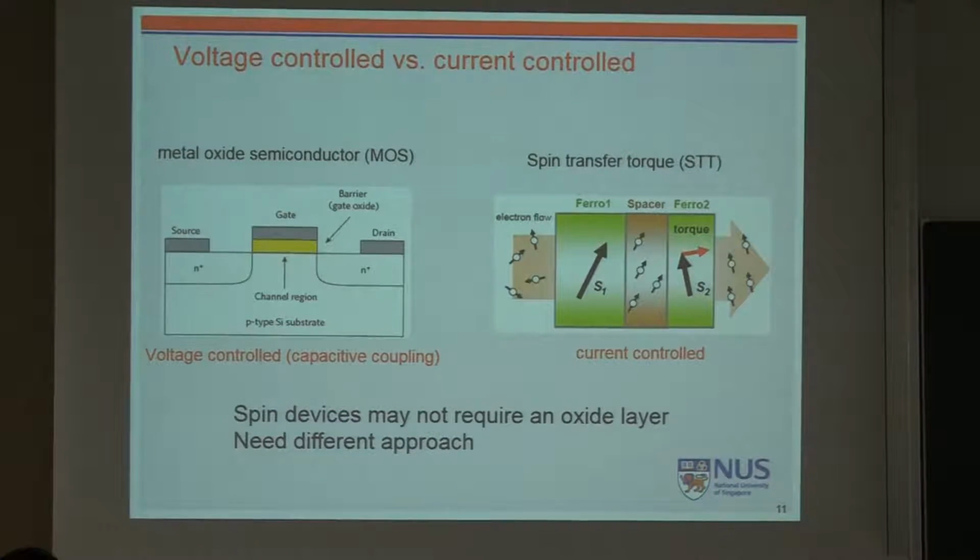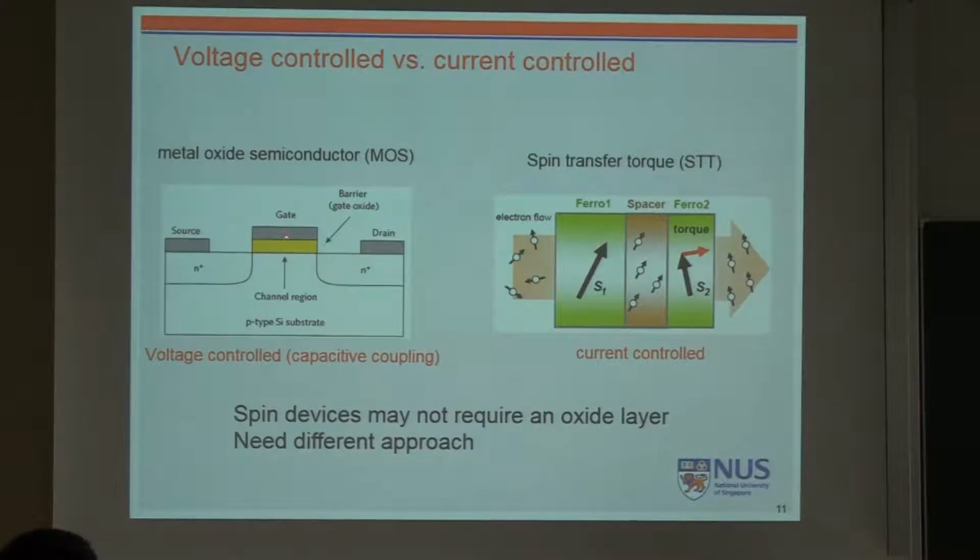And if you look at the dominant technology called CMOS, complementary metal oxide semiconductor, the basic component is the MOS structure, metal oxide semiconductor, meaning you have a metal gate, an oxide insulator, and a semiconductor. So basically, this junction is the fundamental building block of modern electronics. And if you look at the operation principle, it's basically voltage controlled. Now, what does that mean?